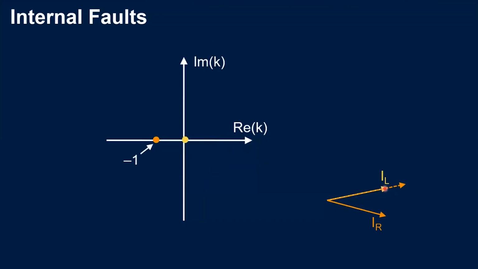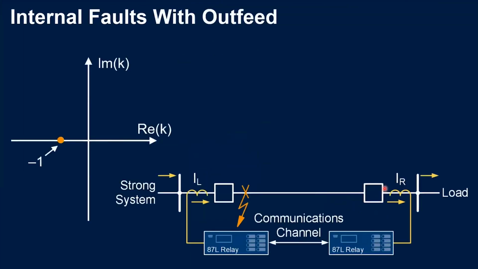Another possible scenario, which is not so common, but it also can happen, is this system we're seeing here, where the left part of the system is a strong system, and the right side is just load. This is what we can call a weak terminal, the right side of the system. If we have a fault in the line, mostly if it's a high impedance fault, we can still have the scenario of the fault being internal, but there's still current flowing outside of the protected zone, on the right part of the line.